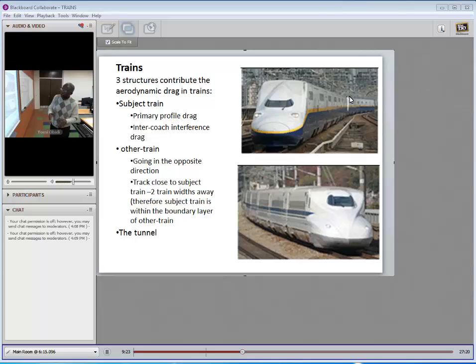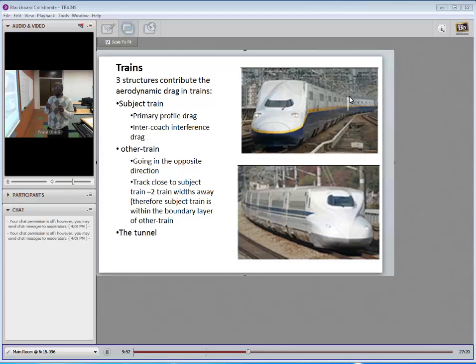Now the other train, the train going in the opposite direction. In fact, it's not common that you see one train going in the same direction as the other and just passing it. It happens, but it's not common in design and in operations of trains. It's usually in the opposite direction. So typically, the other train is described as a train that is going in the opposite direction. There's a contribution of that.